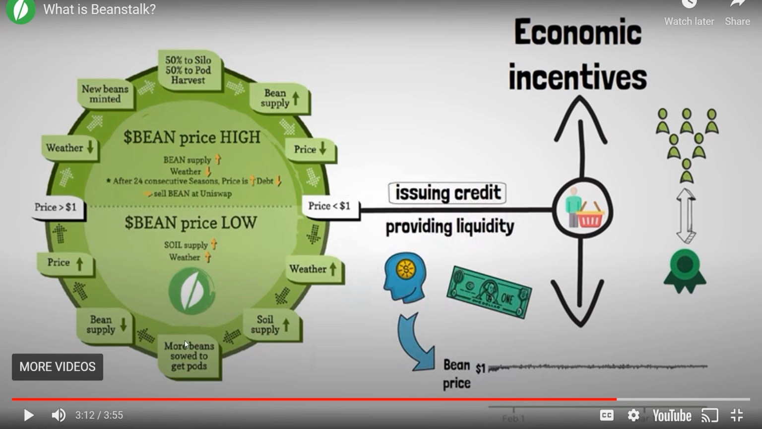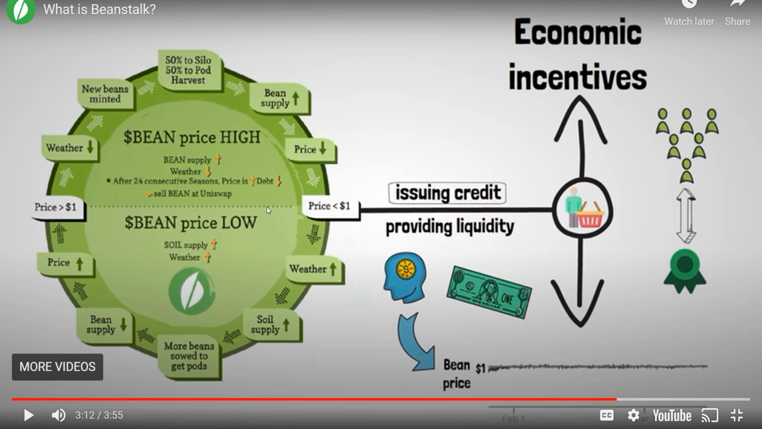When you buy pods, you're basically taking beans off the market, so it decreases the supply. When it decreases supply, it helps push the price back up ever so slightly to get it back to $1. And the cycle can rinse and repeat that way. And the whole goal is to keep the bean price closely pegged to $1.